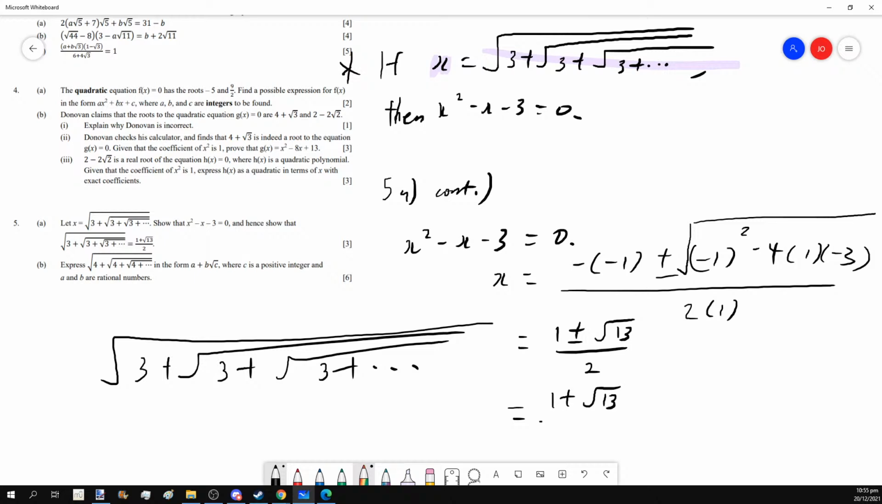And the next thing we need to realize is that this ugly boy over here is a square root, correct? And that means that it will be non-negative. You can't square root something and get a negative answer as long as you are playing with real numbers. Therefore, we will reject the negative version because x must be greater than or equal to 0. We will keep the positive version, 1 plus square root 13 over 2. And this is exactly what they wanted us to find, QED.